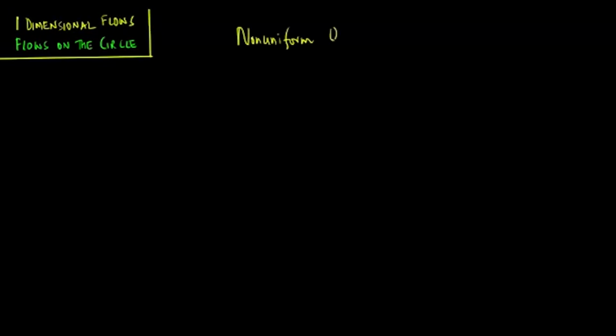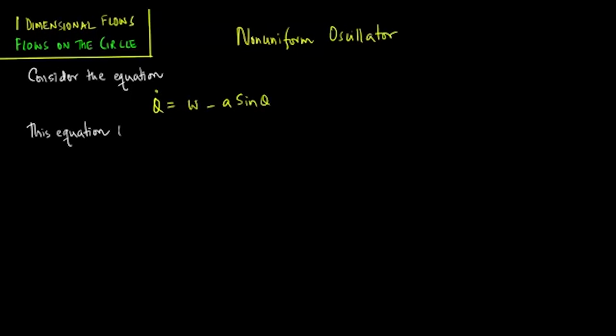We are still on the case of one-dimensional flows, where we are dealing with flows on the circle. And in this lecture, our focus will be on the non-uniform oscillator. Now consider the following equation: theta dot is equal to omega minus a sine theta. And this equation actually comes up in numerous areas of science and engineering.